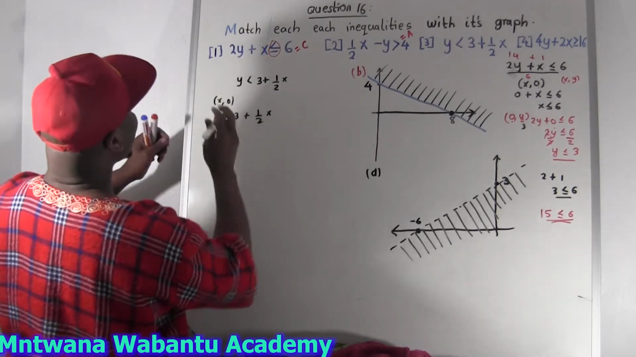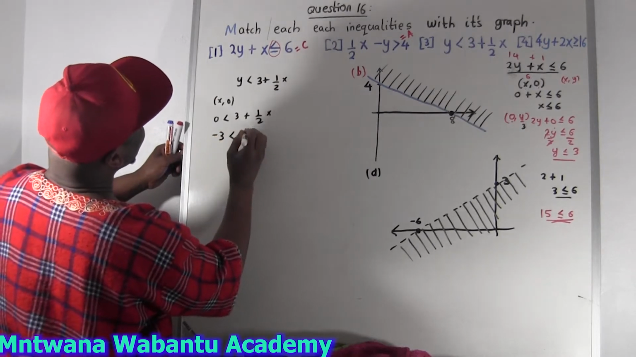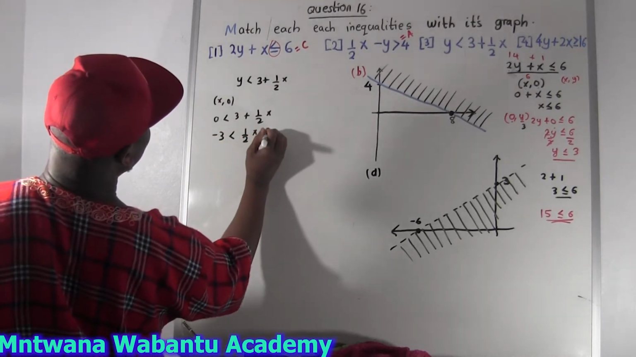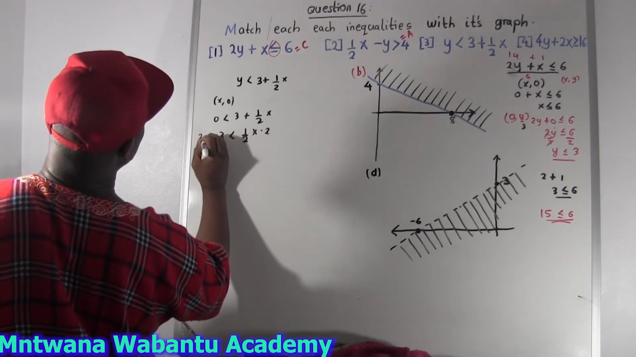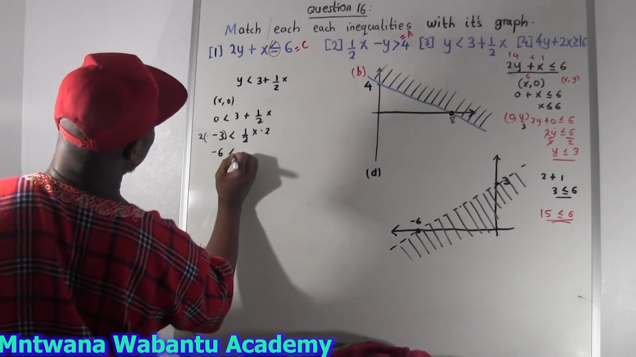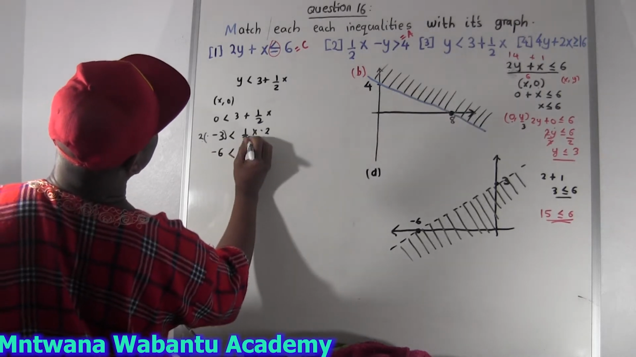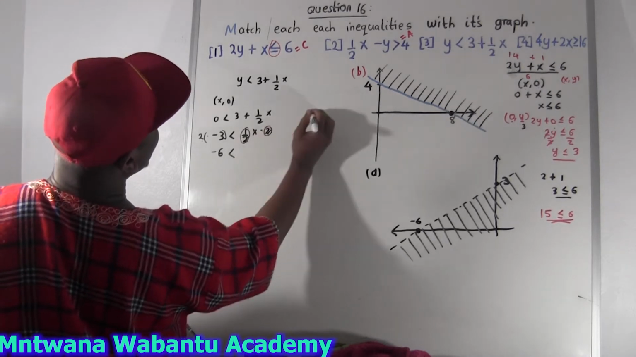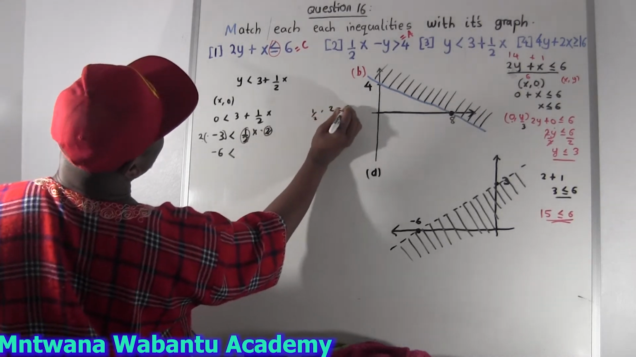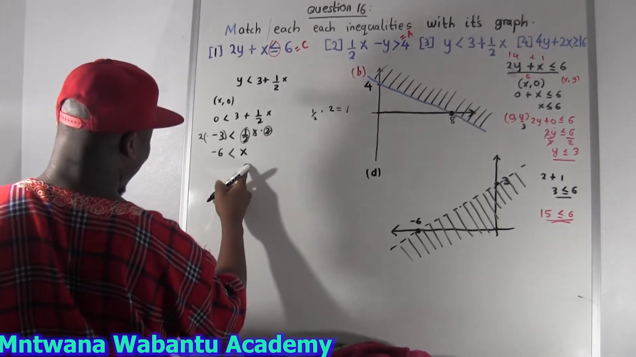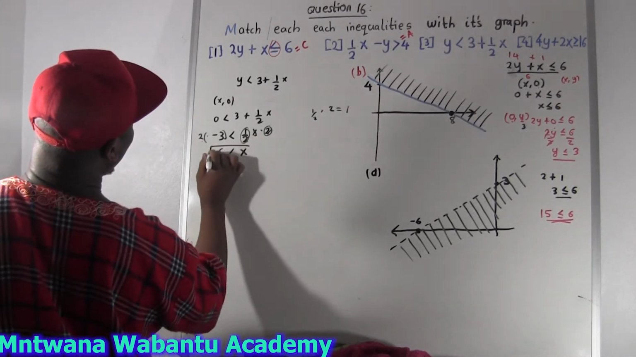Take this one over: -3 less than a half of x. I just want x, so what I'm going to do is multiply by 2 throughout. 2 times -3 equal to -6 less than x. This and this cancel because a half times 2 equal to 1. A half times 2 we get 1. So here we're only left with x. So you see, this is the final answer.